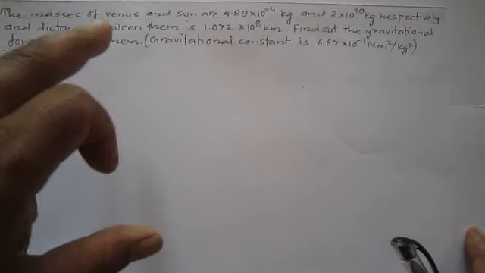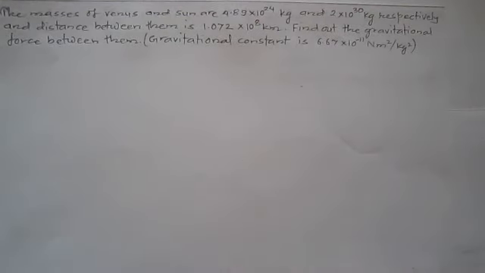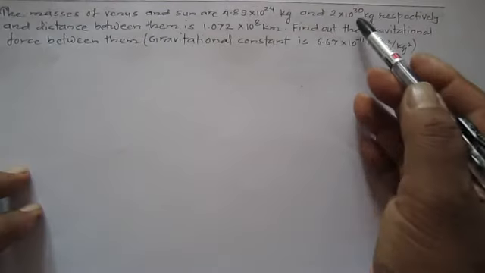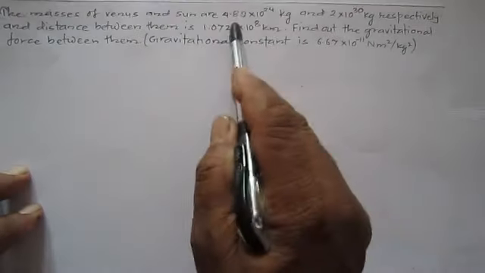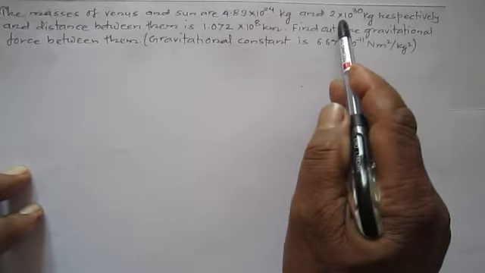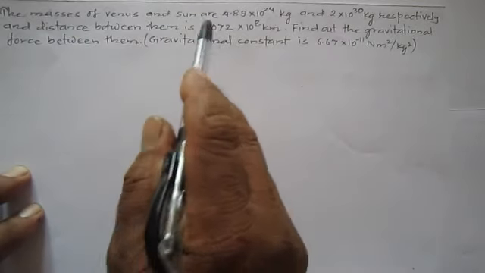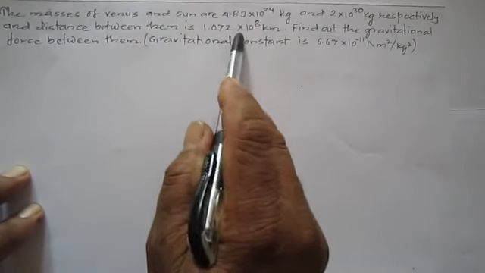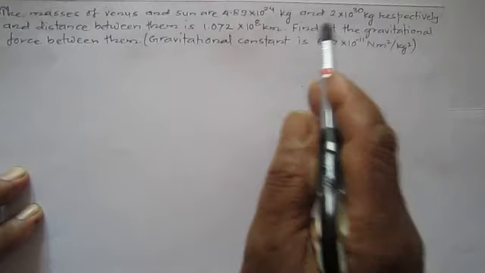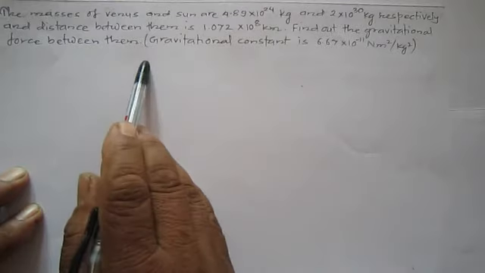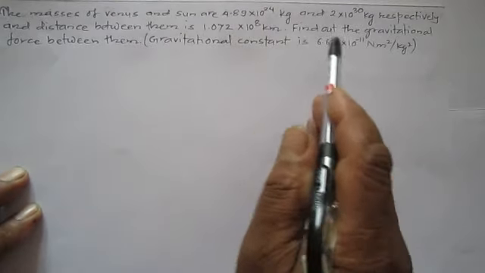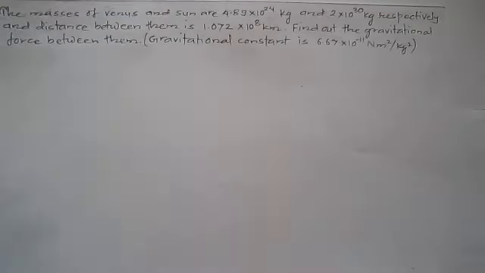The masses of Venus and Sun are 4.89 into 10 to the power 24 kg and 2 into 10 to the power 30 kg respectively. This is the mass of Venus, this is the mass of Sun. And the distance between them is 1.072 into 10 to the power 8 kilometer. Find out the gravitational force between them. The gravitational constant is given. It is 6.67 into 10 to the power minus 11 Newton meter square by kg square.